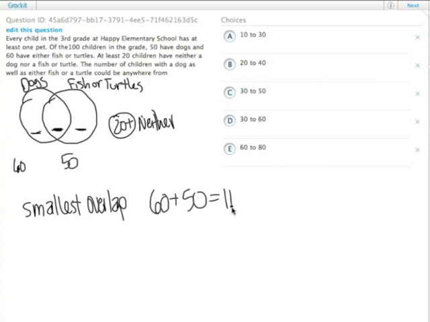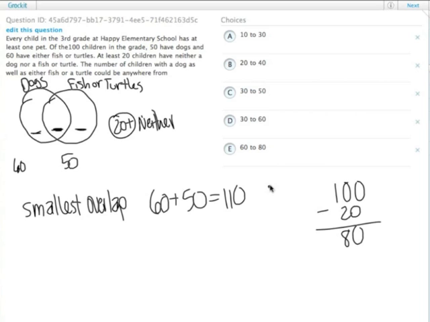60 plus 50 equals 110. Unfortunately, there are 100 students in the class, right? 100 people in the grade, and 20 of them don't have any dogs or fish or turtles, which means a maximum of 80 students can have just one pet or the other. So some of them have to overlap.